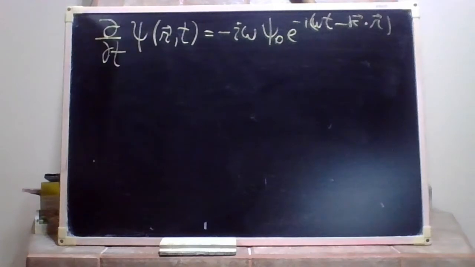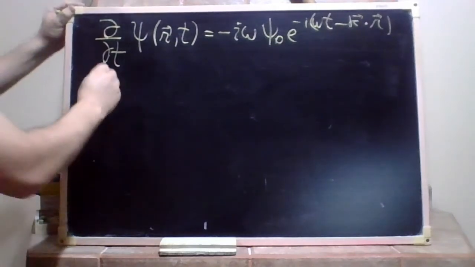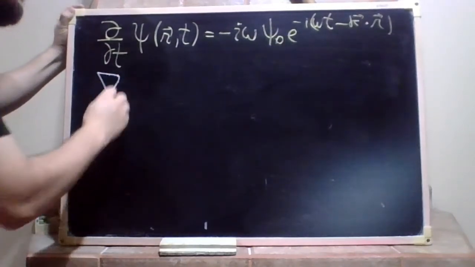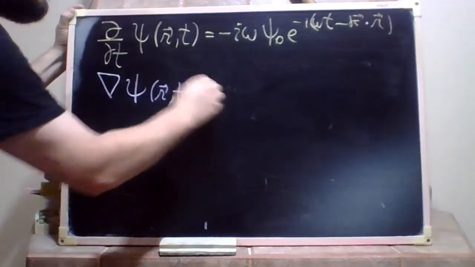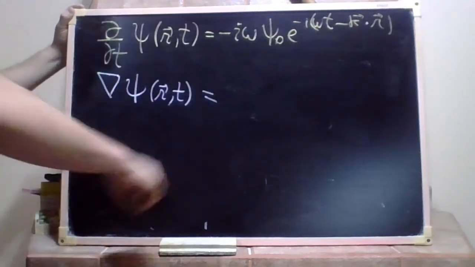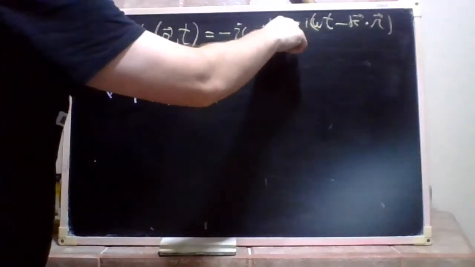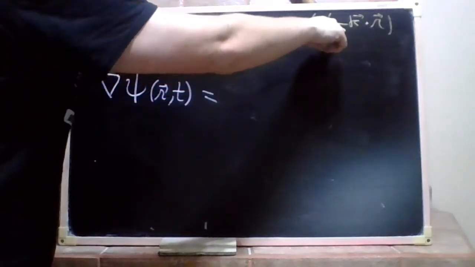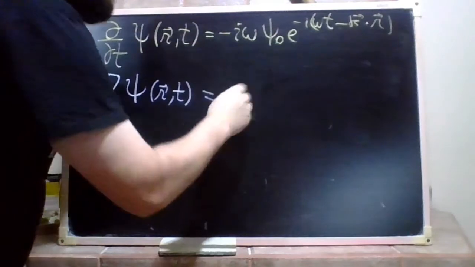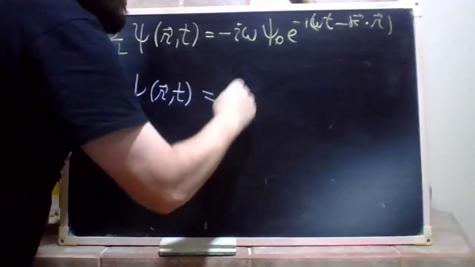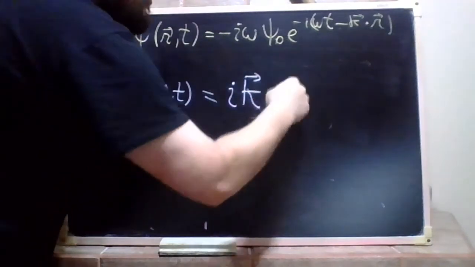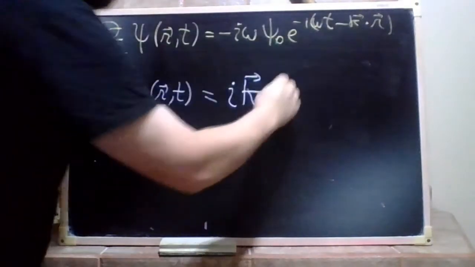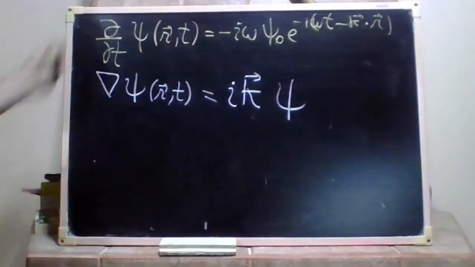And you can do the same for the gradient of that function. That's a scalar function. So you'll find this minus and this minus multiplied, you'll get a plus. So i, k vector, and repeats the exponential.